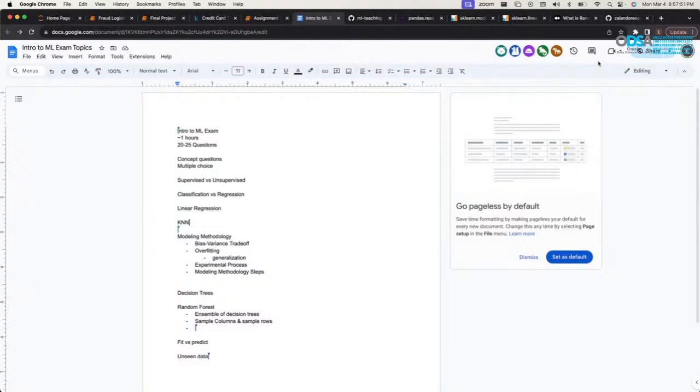I think that's good. I don't think we're going to have any more room. I think that'll take all. That seems like 20, 25 questions. That's going to fill those up. But definitely modeling methodology. That might be an order question.